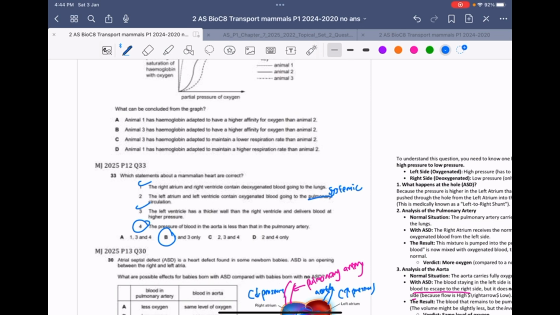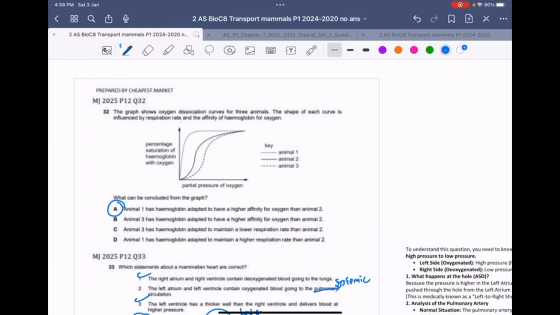And then number 4, the pressure of blood in the aorta is higher than in artery. Just remember that aorta is the largest artery in our body and it has the highest blood pressure. A is the answer.